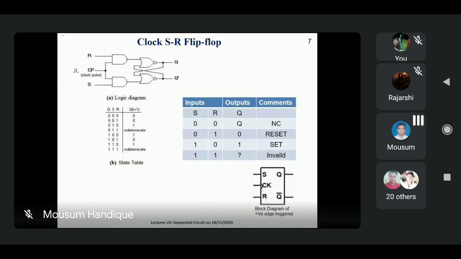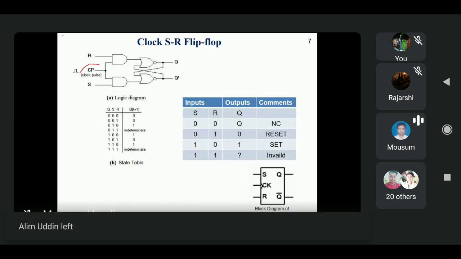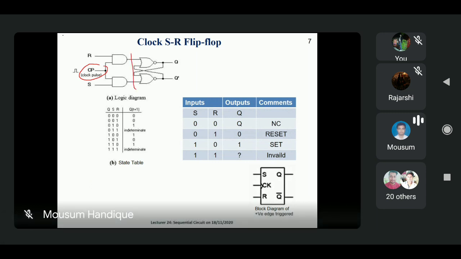The other diagrams are the same. Here we are using the clock pulse. This portion is the normal basic flip flop of SR. Here we are using two NOR gates, and after that they are connected with some AND gates.